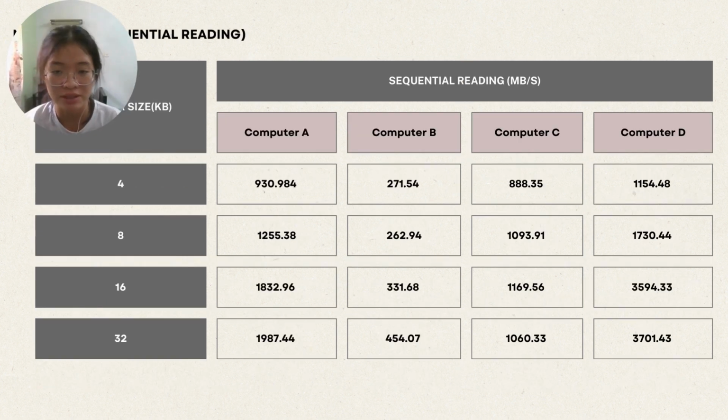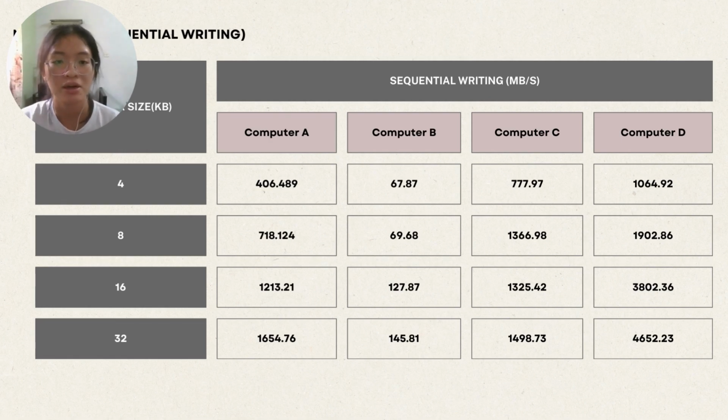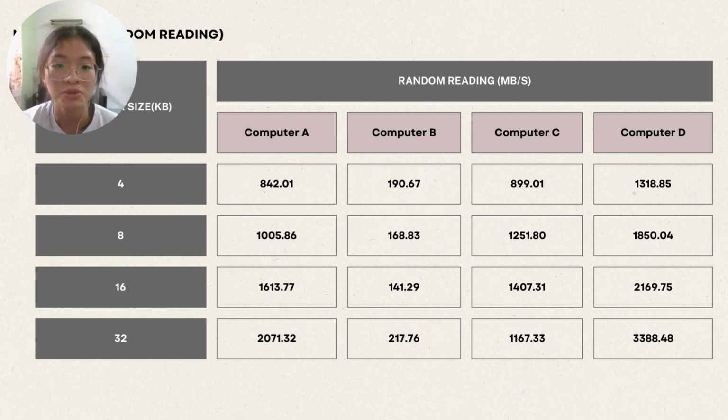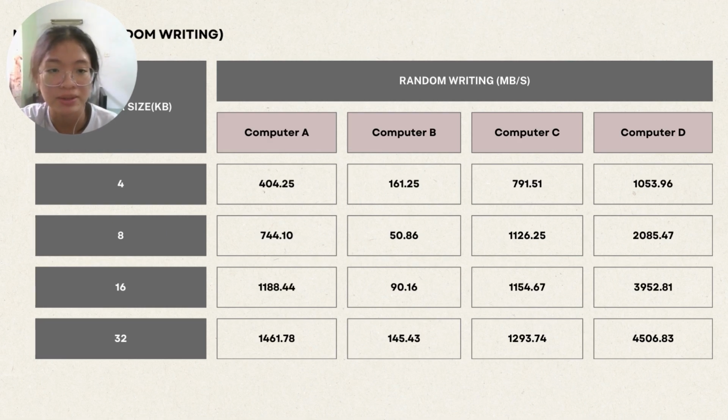This is the result of this benchmark from MiniTool, and this is the sequential reading mode. We can see that computer D has the better performance for sequential reading. For sequential writing, computer D also performs well. When it comes to random type, for random reading, we can see that computer D is a high performer in all the transfer sizes compared to others. For random writing, we can also observe that computer D gets the higher performance compared to the other computers. As a result, computer D is the best choice for this benchmark.